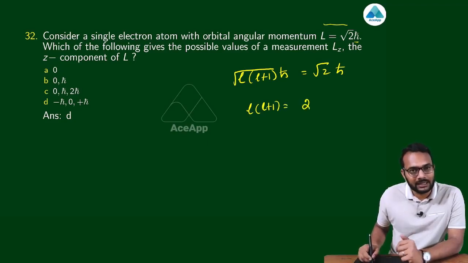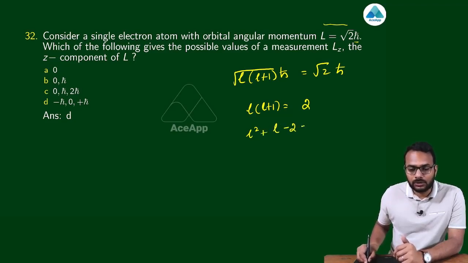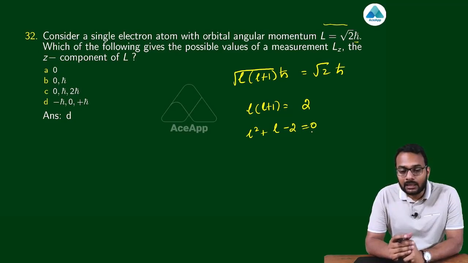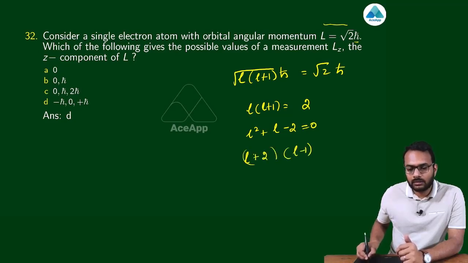What's the value of L? That's the question. Let's try to solve this directly. So this is L square plus L minus 2 is equal to 0. We can write this as L plus 2 into L minus 1 equal to 0.